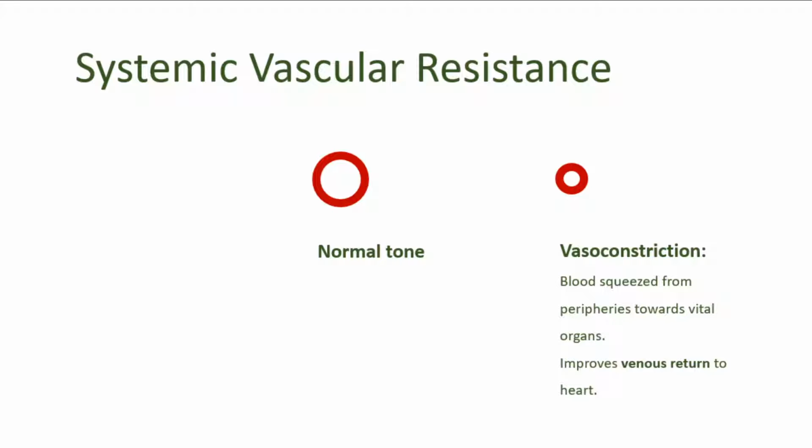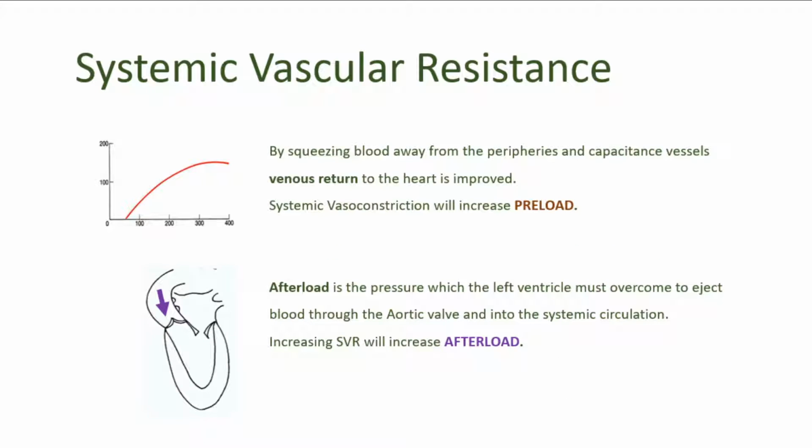And if there's more blood flow towards the heart, that means there's more blood flow into that left ventricle, which is greater preload, greater contractility, and it will improve both our cardiac output and our blood pressure. And we're just restating that here. So squeezing the blood away from the peripheries will give us a better venous return and will increase our preload, which is a good thing. However, that comes at a cost.